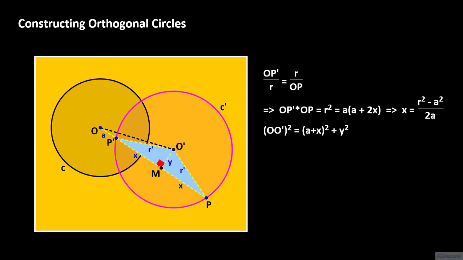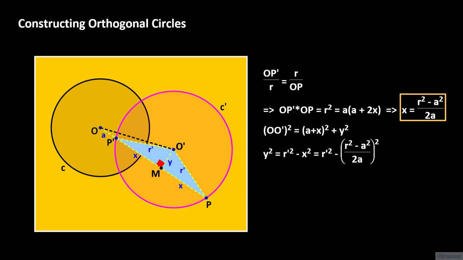Next, we apply the Pythagorean theorem to triangle PMO prime. We find that Y squared is equal to R prime squared minus X squared. We replace X by R squared minus A squared over 2A and find that Y squared equals R prime squared minus the square of R squared minus A squared all over 2A.